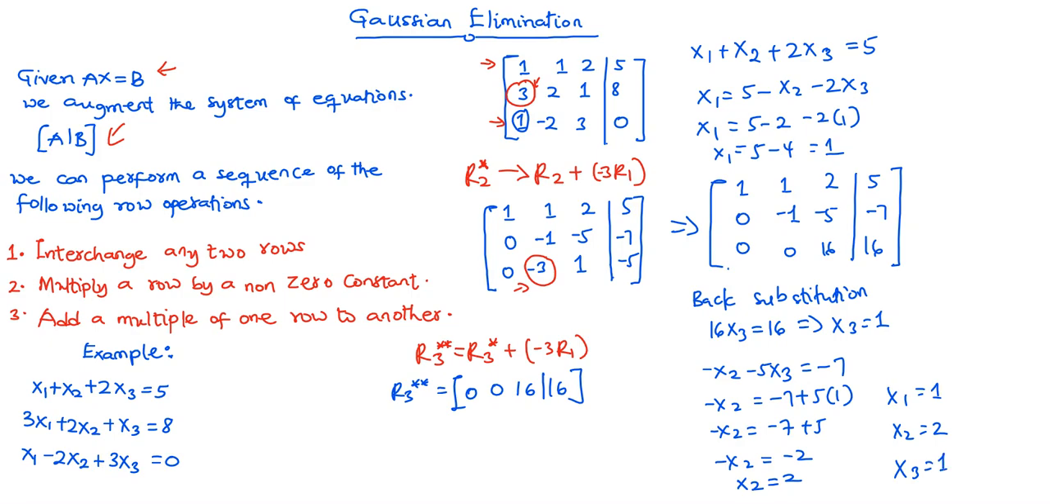So this is how to use Gaussian elimination to solve a system of linear equations. Just like I changed this to an upper triangular matrix, you can also use the same operations to change it to a lower triangular matrix. Then use forward substitution to find the variables.